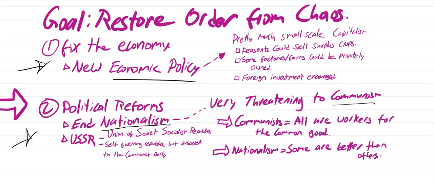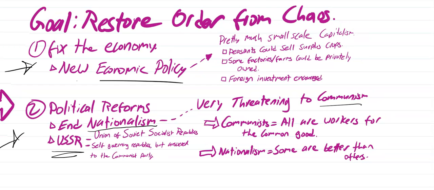So he also establishes a new state called the Union of Soviet Socialist Republics, the USSR. So they no longer go by Russia at this point, they go by the USSR, which is a series of self-governing republics, but they answer to the Communist Party. So you could have local level leaders, but in fact those leaders were lackeys for the overarching Union of Soviet Socialist Republics.